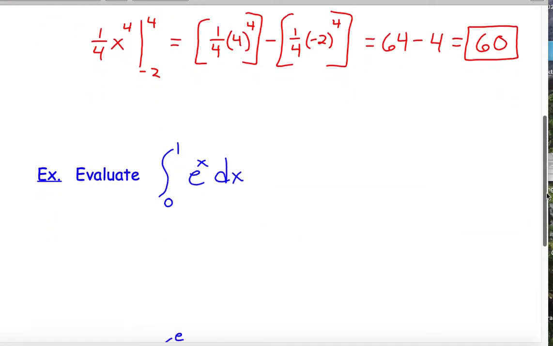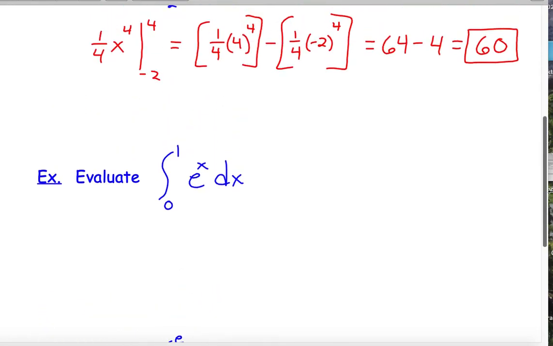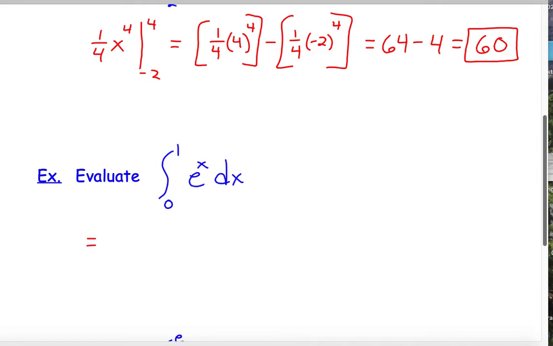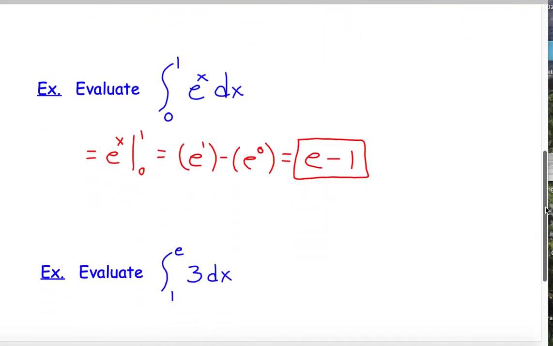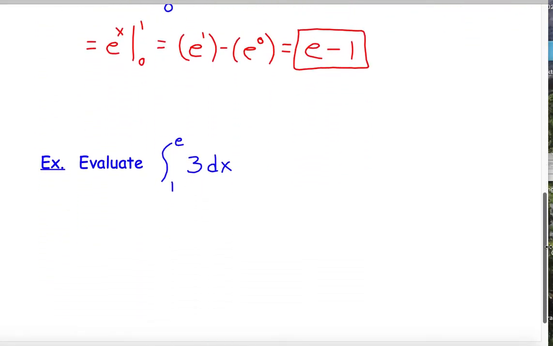The integral from 0 to 1 of e to the x. Well, that's going to equal the antiderivative, which is e to the x, evaluated from 0 to 1. So that's going to be e to the first minus e to the 0. E to the first is just e, e to the 0 is 1. So we get e minus 1, or about 1.718. All right, let's try another one. Keep going. Now we're on a roll.